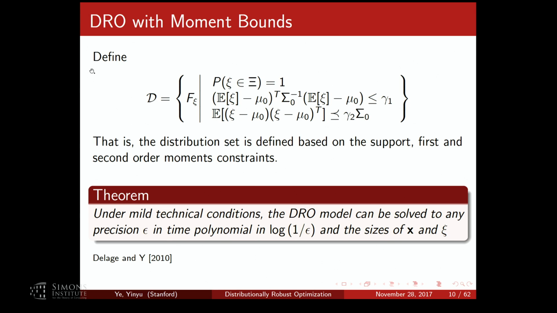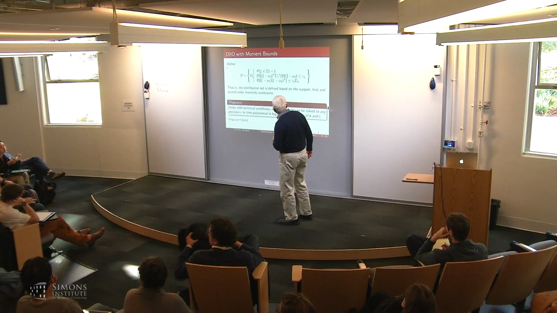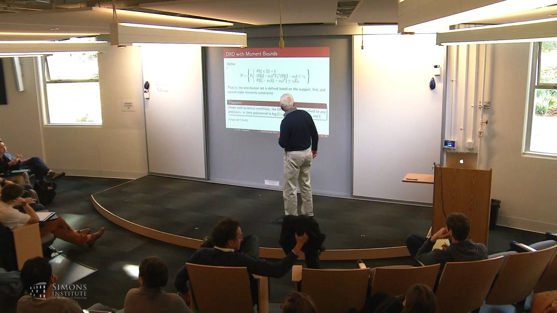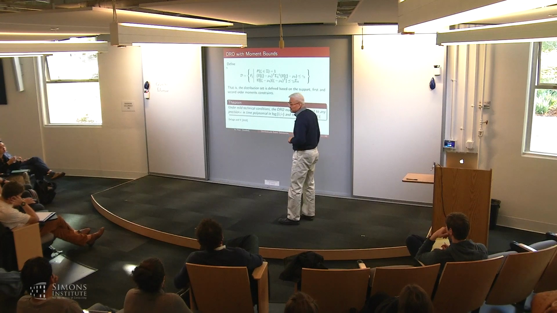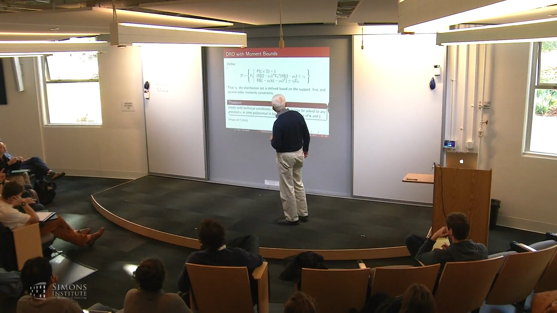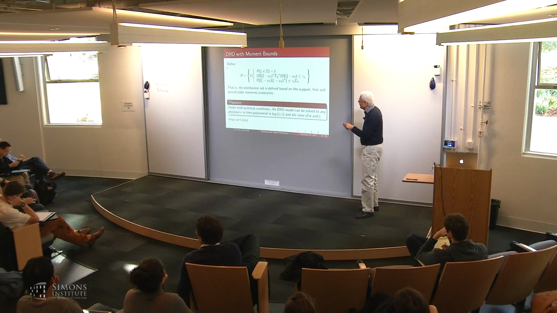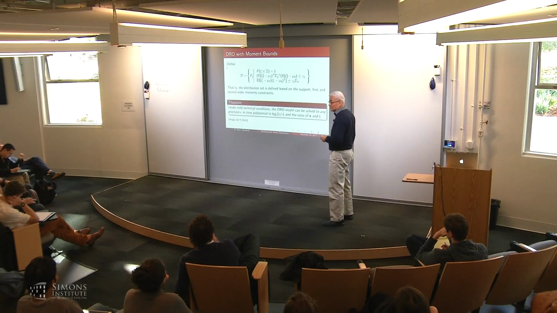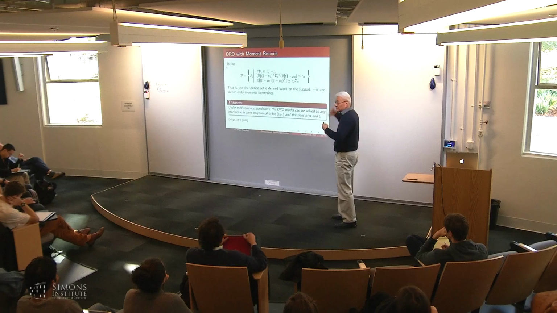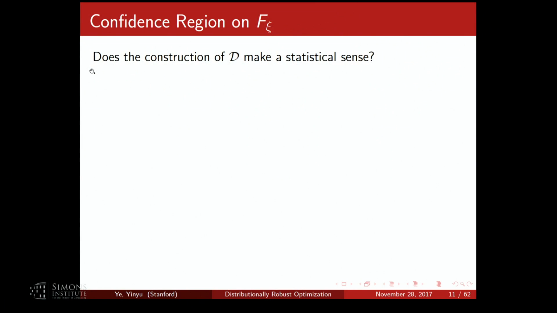A question. Does this theorem still hold if you choose two different sigma naught for the first moment condition and the second moment condition? Yes, I think it's still true. Basically these two may not be the same. Basically, this is just a convex region, and this is just a matrix inequality. If you use different matrices, I think it's still true. But here we just use the same thing for the mean and variance. So this is tractable.